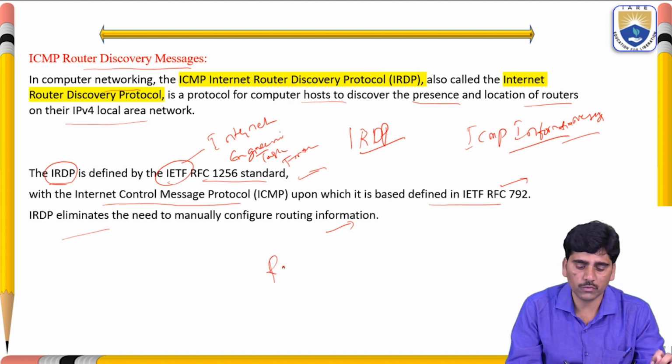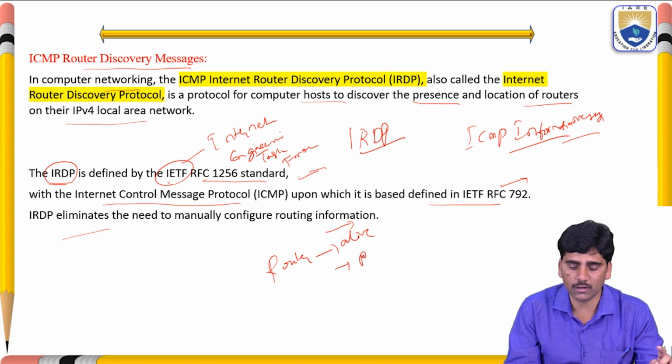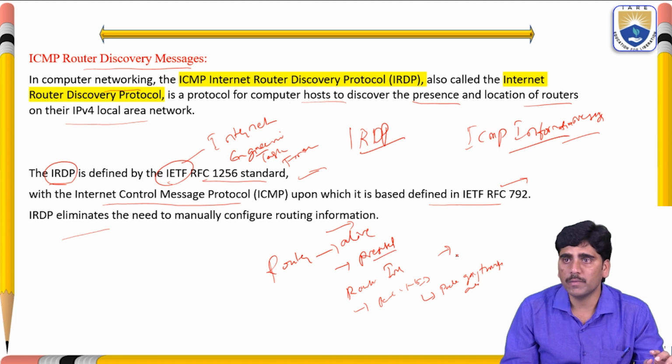Whether each router is alive or not, whether each router is present or not, the routing information, which packets arrive at the router, and which packets go through the routers, all this information has to be maintained by the ICMP protocol. And here IRDP, the Internet Router Discovery Protocol, helps determine whether the router is present on the network.